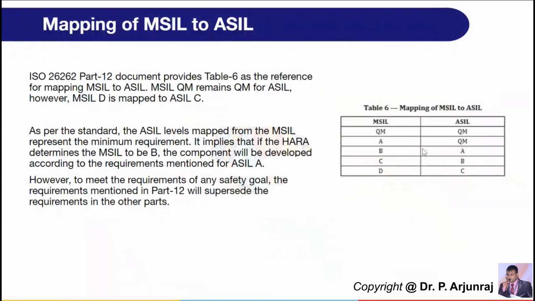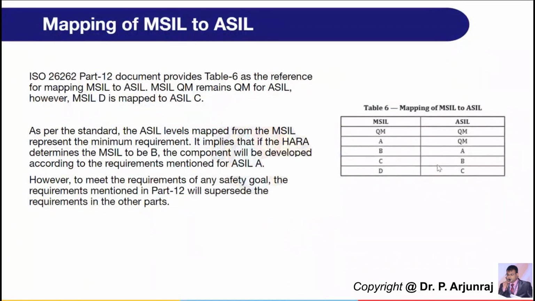In this document, it is having Table 6. This Table 6 is a part of the standard. What is being mentioned here has also been included in the standard. This quality management remains quality management for ASIL, and this has been mapped to ASIL C. So this is the minimum requirement basically.